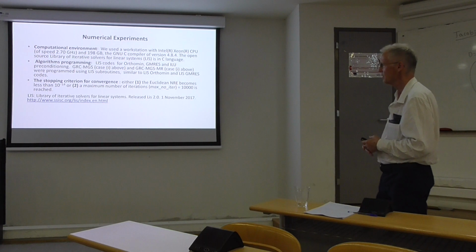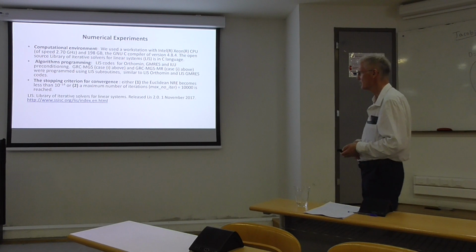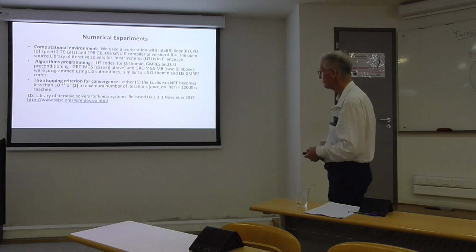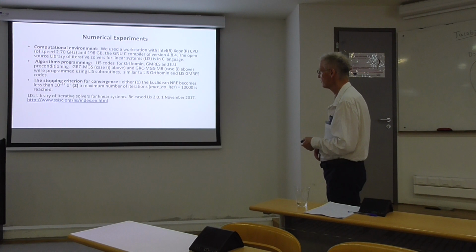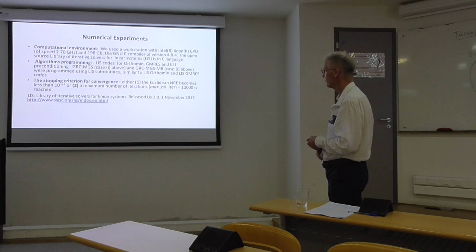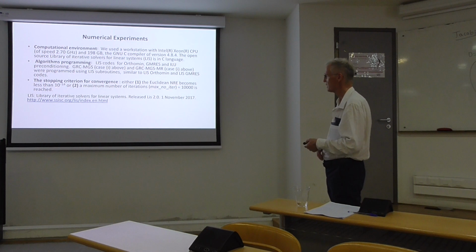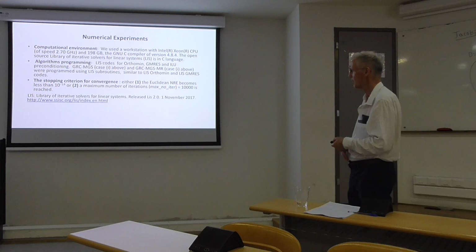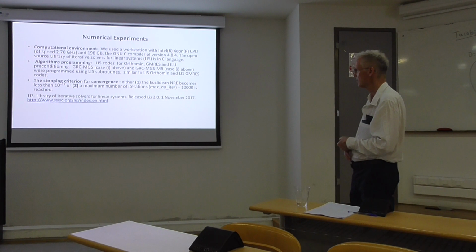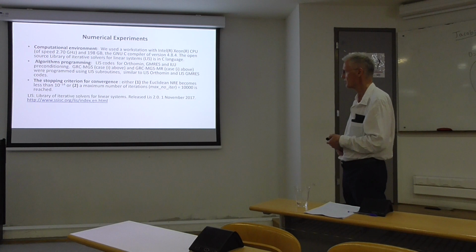The stopping criterion for convergence is either the Euclidean norm becomes less than 10 to the minus 14, or a maximum number of iterations of 10,000 is reached. This is a user choice. We decided to use that for our test problems.